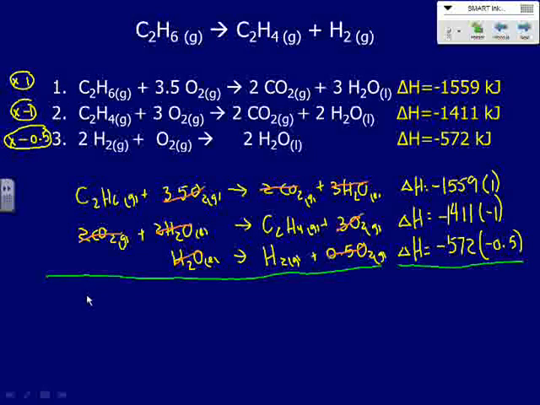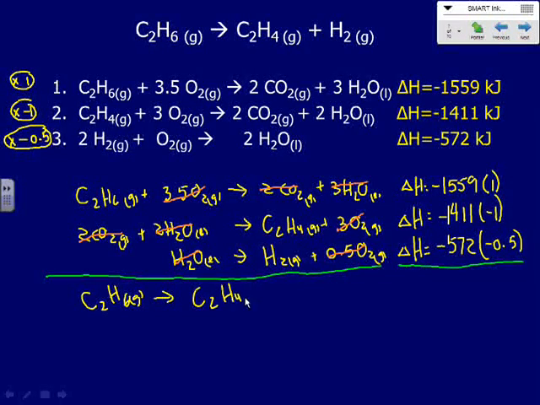So I'll rewrite now everything that's left. C2H6 gas, no other reactants, everything else is canceled out. Arrow, C2H4 gas, and notice we also have the H2 gas. And that is the reaction that we wanted, and therefore our multipliers are correct. And therefore, if we total up our enthalpies, we will have the enthalpy for this reaction.